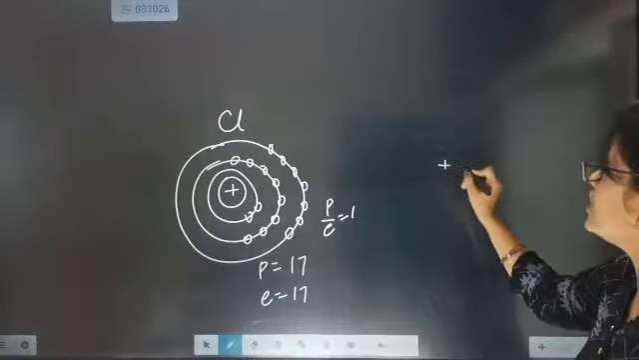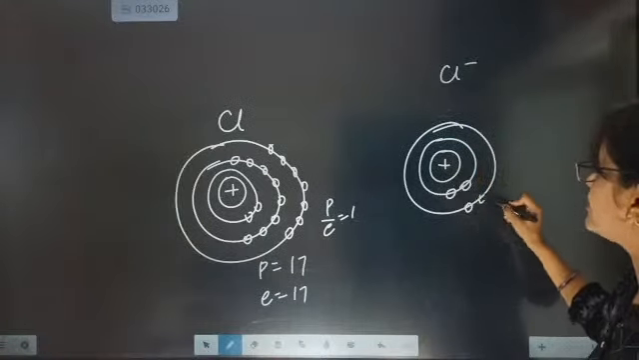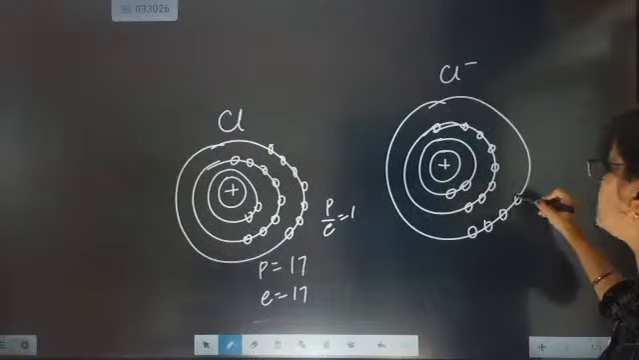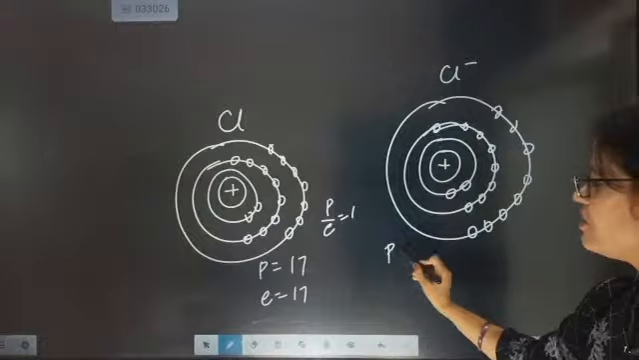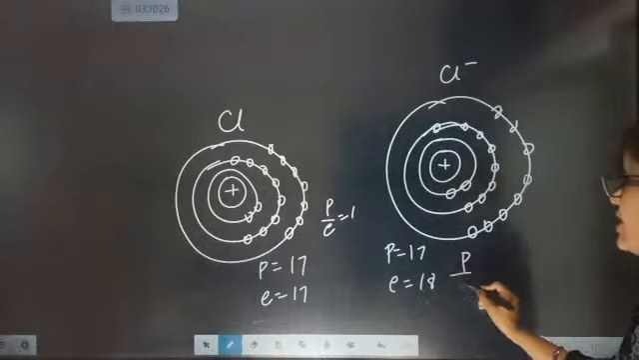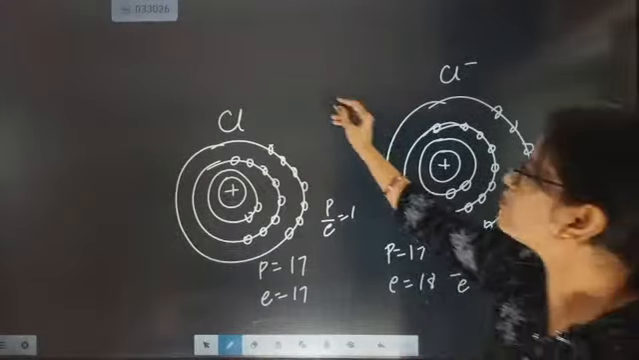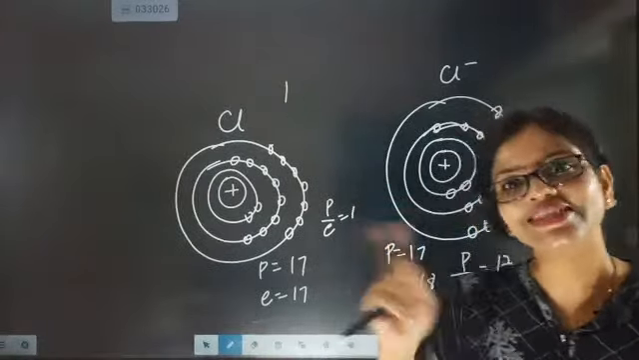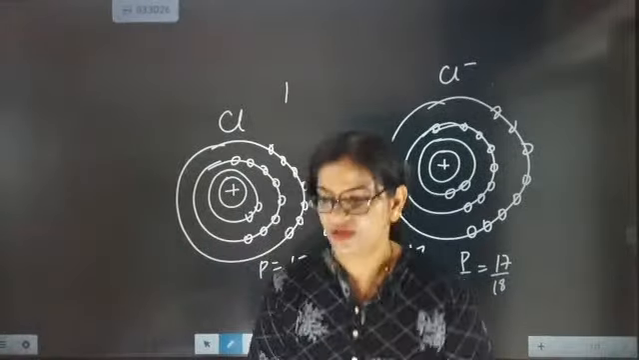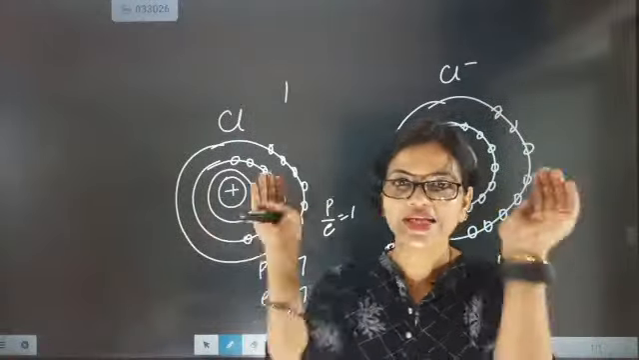But here chlorine is forming Cl minus. So Cl minus means 2, 8, 8, outermost orbit 8. Now P is 17 only and the electron count is 18. So now the P by E ratio is 17 by 18. Is 17 by 18 less than 1 or more than 1? Come on, quickly tell me.